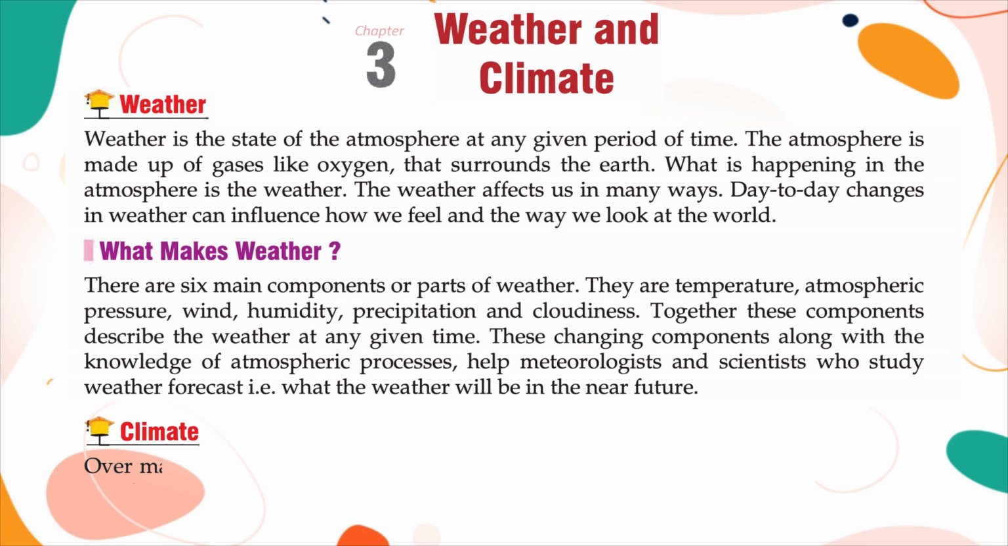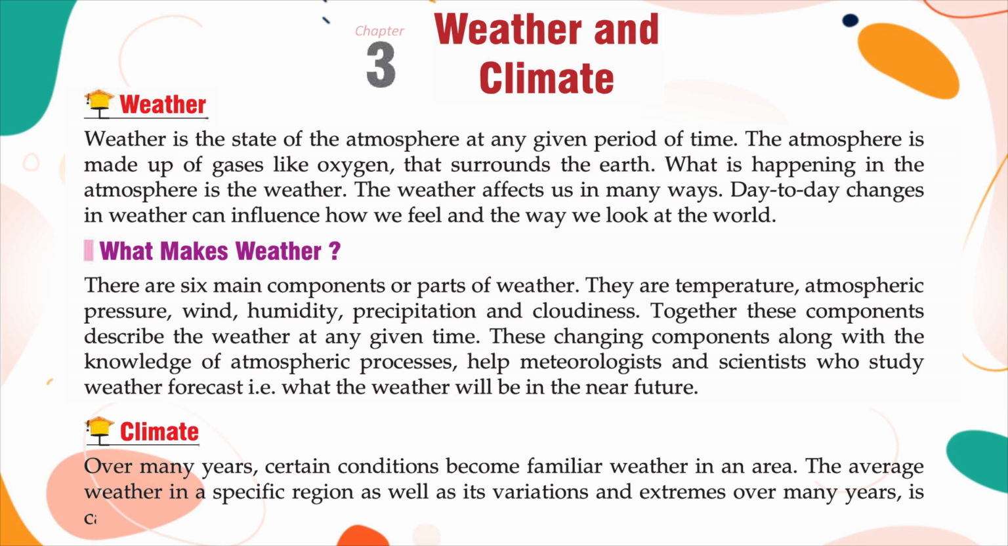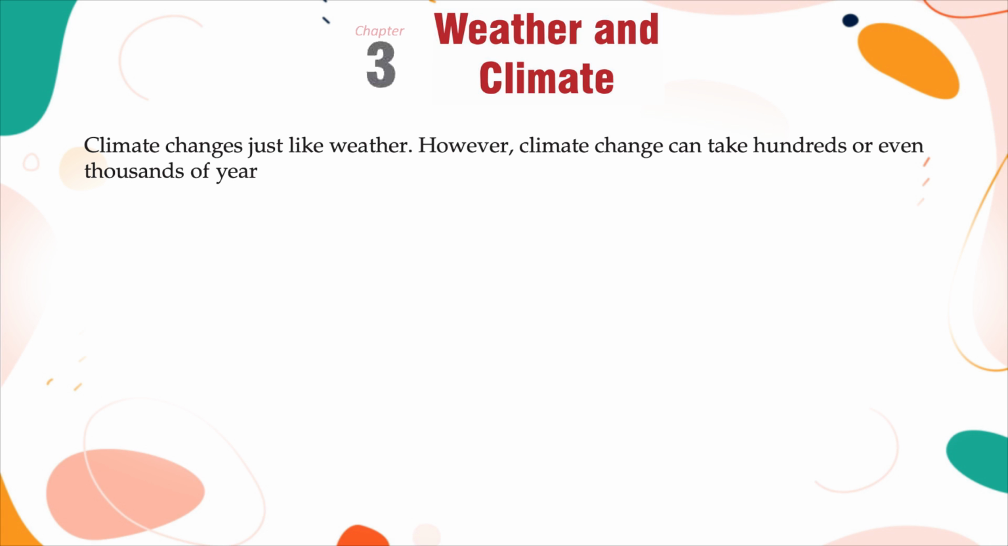Climate. Over many years, certain conditions become familiar weather in an area. The average weather in a specific region, as well as its variations and extremes over many years, is called climate. Climate changes just like weather. However, climate change can take hundreds or even thousands of years.